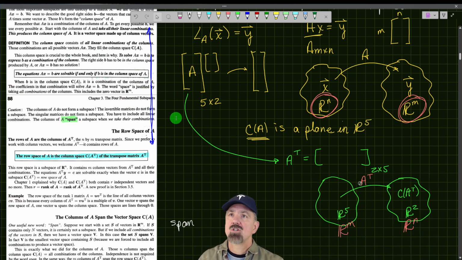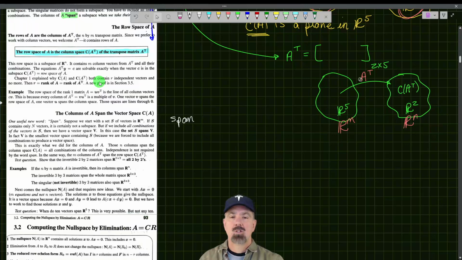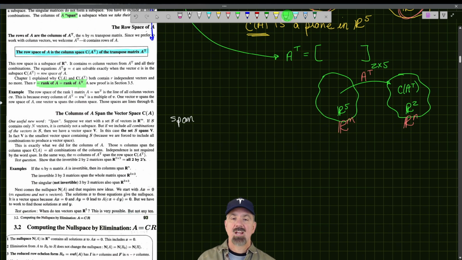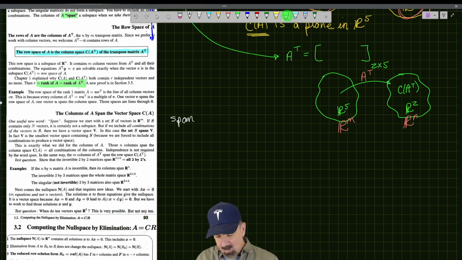But it's important to understand that this whole conversation is fundamental to what we're going to talk about with respect to the subspaces of a matrix. One more point that we've already discussed before: the rank of A and the rank of A transpose are the same because the column rank and row rank for a matrix are the same. Finally, what we have is the word span.